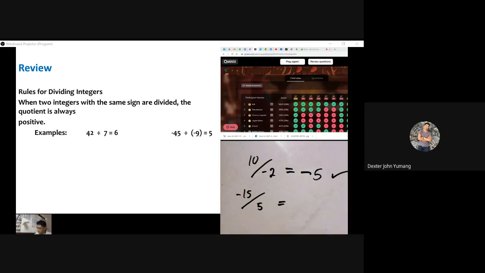So, Cindy is negative 3. Tingnan natin. 15 is negative, 5 is positive. Magkaiba ng sign, therefore negative automatic. So, 15 divided by 5. Ilang 5 meron sa 15? 5, 10, 15. Tatlo po. So, negative 3 ang sagot. Tama po kayo. Very good.